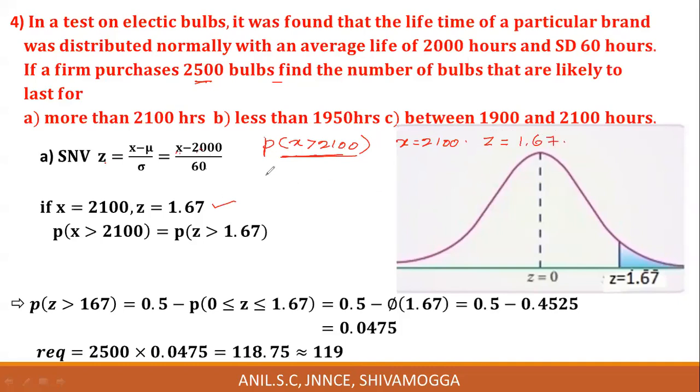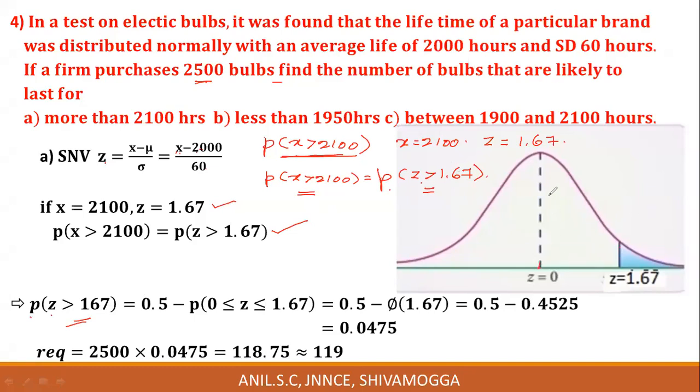Therefore, writing P where x is greater than 2100 is the same as writing P where Z is greater than 1.67. Now, Z greater than 1.67. Let's mark this area.